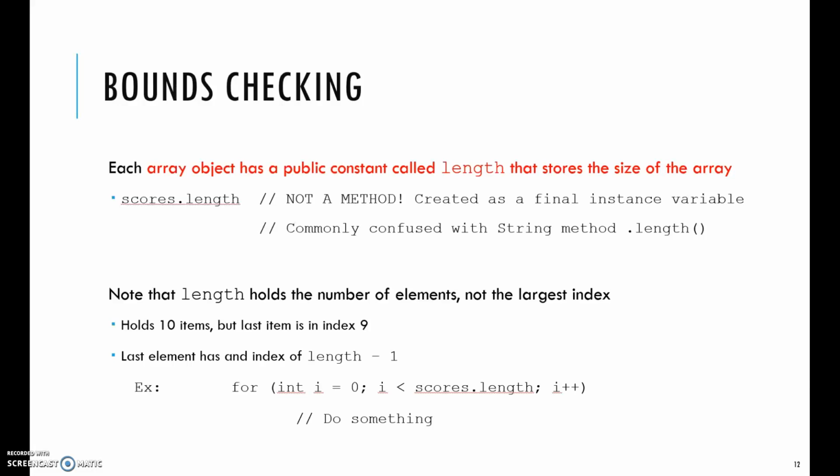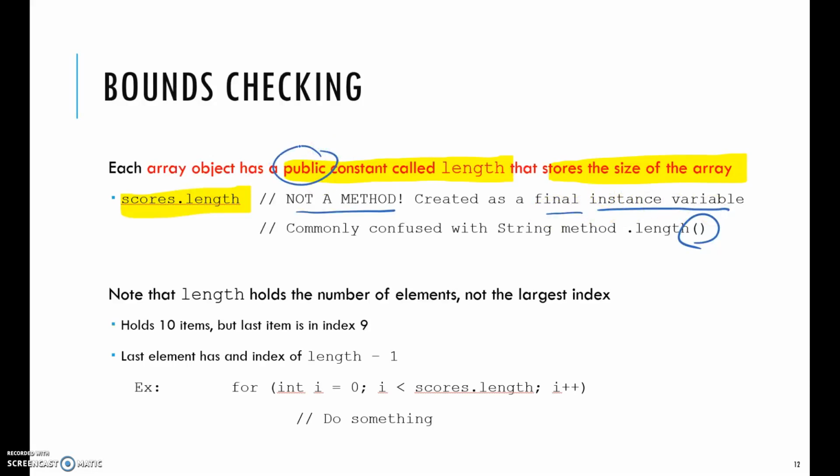Okay, so one of the ways that we can access the length of the array is by accessing the public constant that is called length that stores the size of the array. So I could say scores.length, and that will tell me how many entries are in the array scores. Now, very, very important to remember that this is not a method. And because it is not a method, we do not use those parentheses. This is actually an instance variable that is final because it is a constant, and it is established when the array is created.